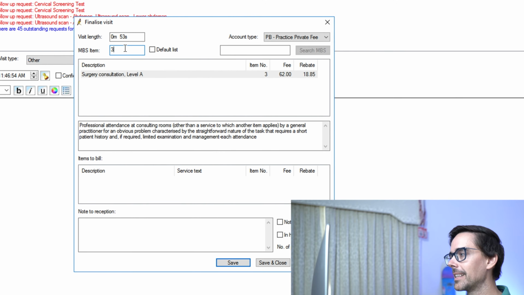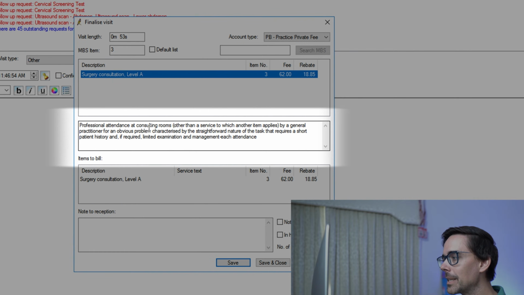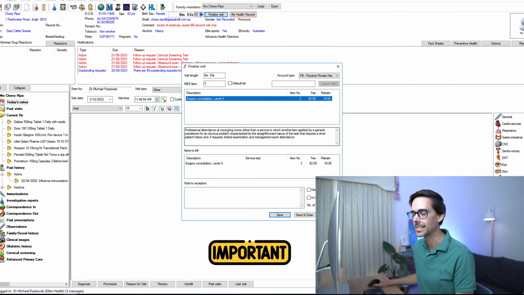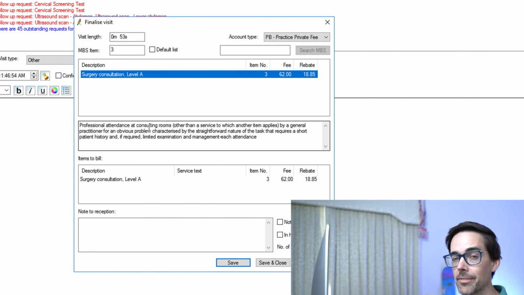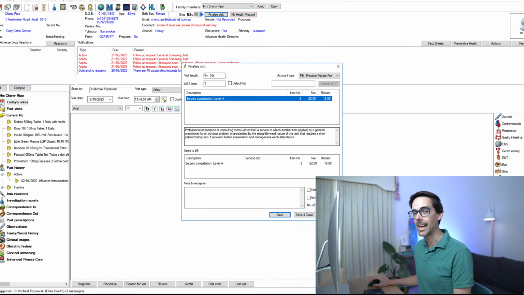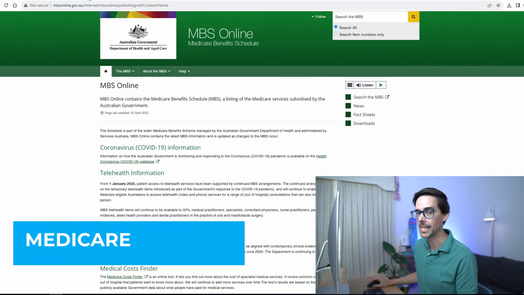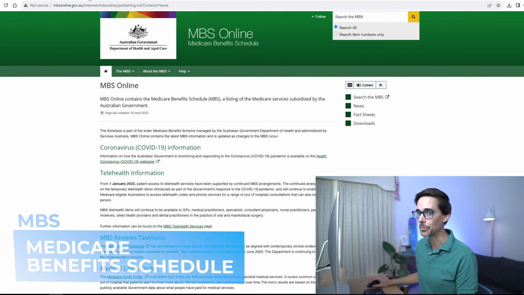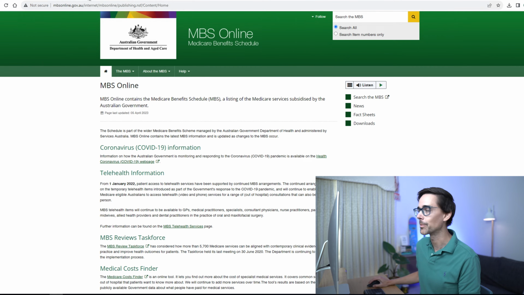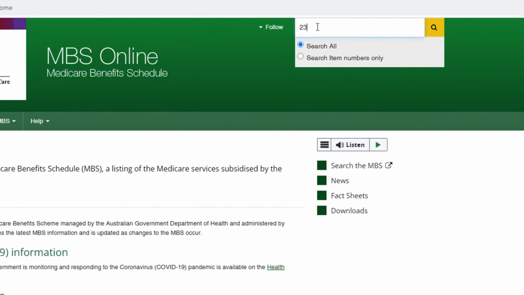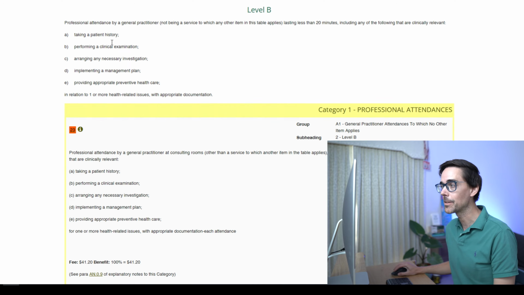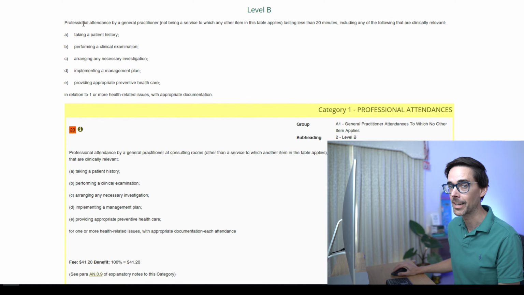And when you put in that item number and you double click, there will be a little bit of a description here in terms of what you have actually done for that patient. This description here is super important, because to be able to bill this number, you have to have satisfied the requirements that are in this window. And the information from this window comes from the MBS, which is the Medicare Benefits Schedule. And this is a website that unfortunately you will have to become friends with, because when you are finding out whether you can use a certain item number, you want to go into the search MBS, click the hourglass, choose the item number you're interested in, and you do have to read everything here to understand whether you have satisfied the Medicare criteria.